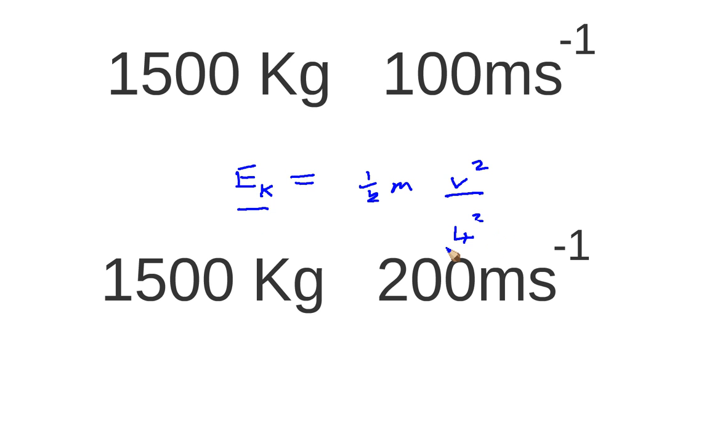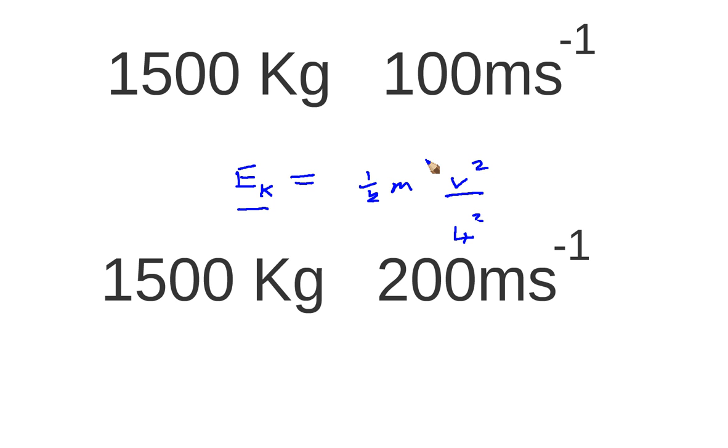So doubling the speed gives you quadruple the energy. Tripling the speed gives you 9 times the energy. And quadrupling the speed, 4 times the speed, gives us 16 times the amount of energy. So you can see it's what we call a squared relationship. Whatever we do to the value here, because it's squared, we get that effect on the energy over here. So doubling the speed, quadrupling the energy.